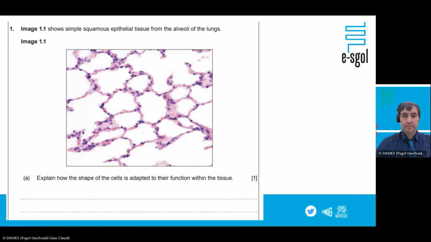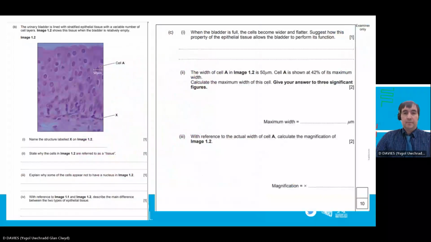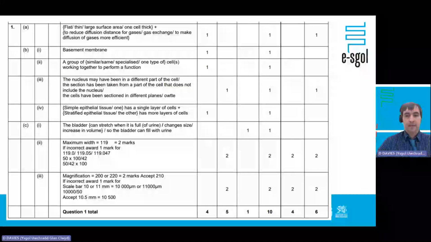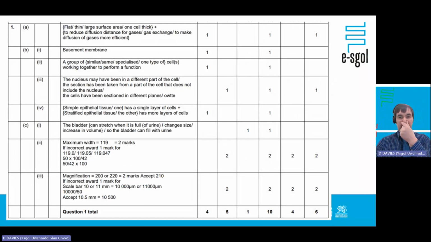Last one, I'm thinking, before we try some peer marking. Okay, and the answers are coming up just now. So again, if you'd like to pause the video just there, you can use that to mark your answers.